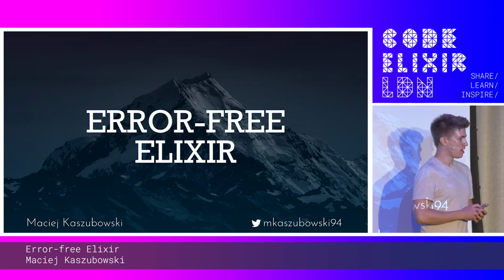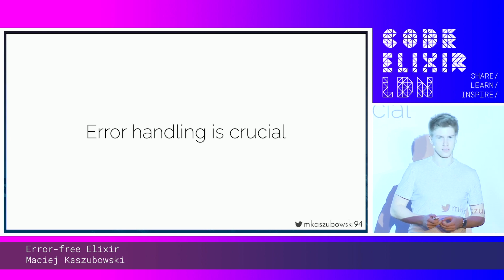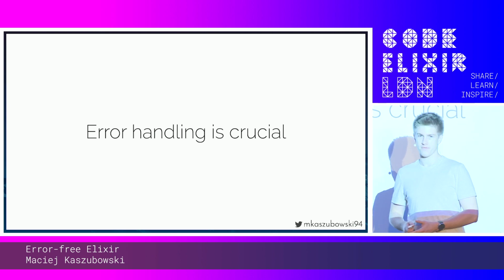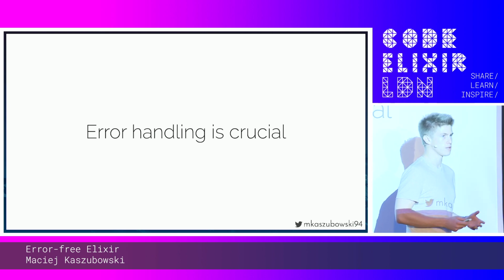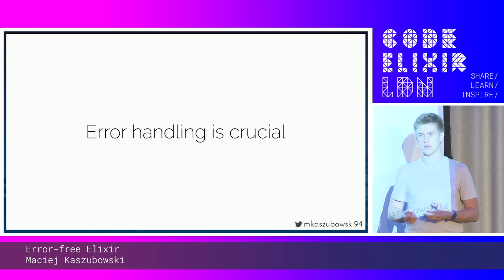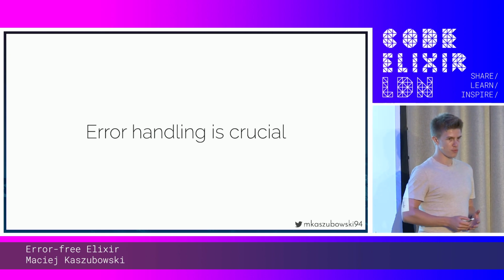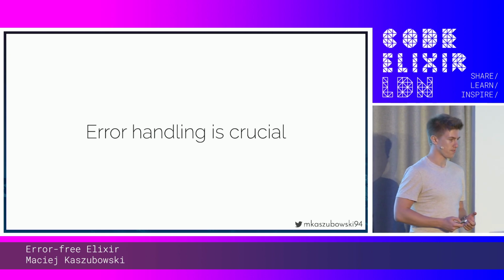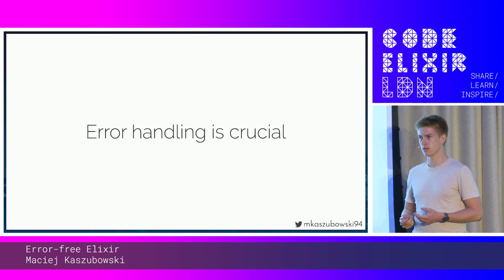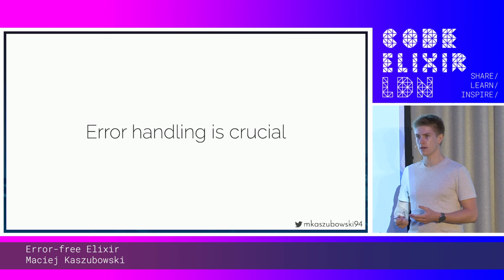Hi everyone. So let's begin with the statement that error handling is crucial. I think it's one of the things that distinguish a real production-grade system from a simple proof of concept or from a simple internal tool that we may use for some tasks. So it's pretty important that we do this correctly, and yet we don't talk about this as often as we should have. So I want to make some progress here.